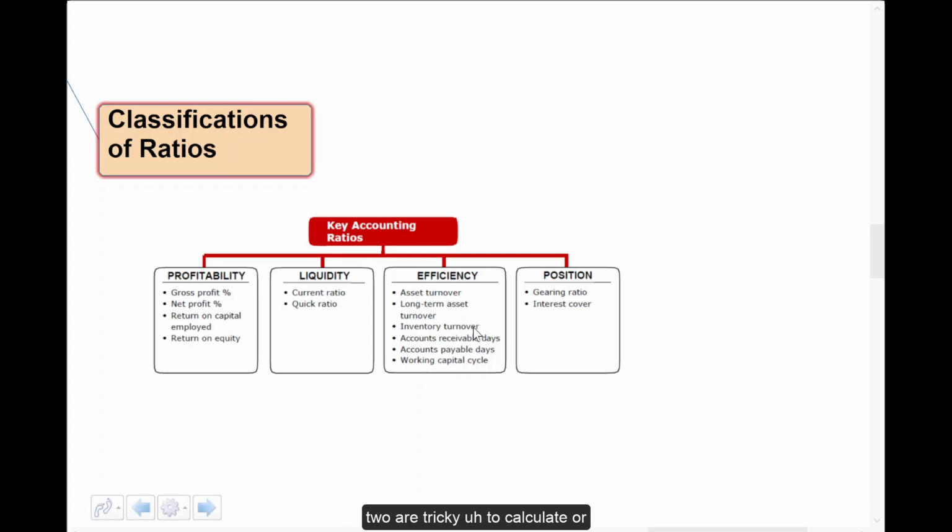Efficiency, quite a few here. One or two are tricky to calculate or understand, for example, asset turnover, but certainly the receivable days and the working capital cycle, they're not overly complex at all and fairly easy to explain. We'll see them in a moment. Last one, position. This is sometimes referred to as debt or indeed possibly gearing as a head.